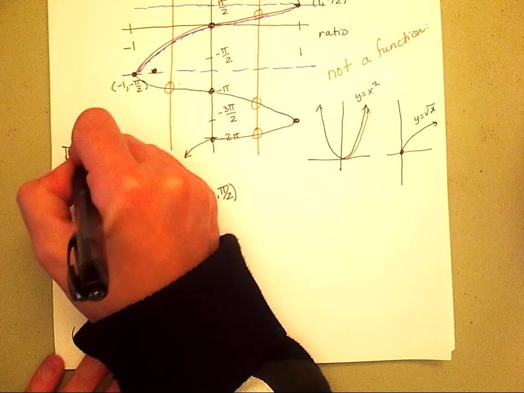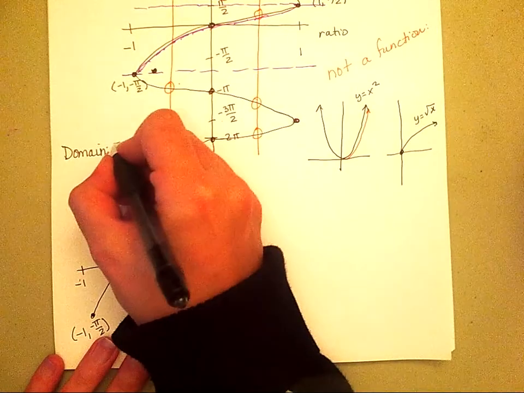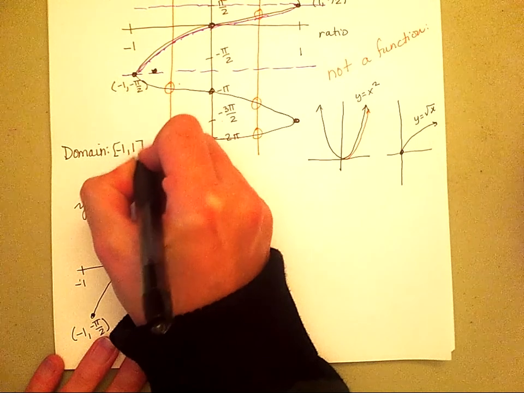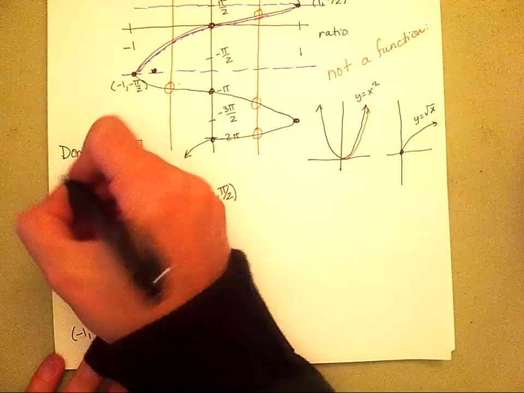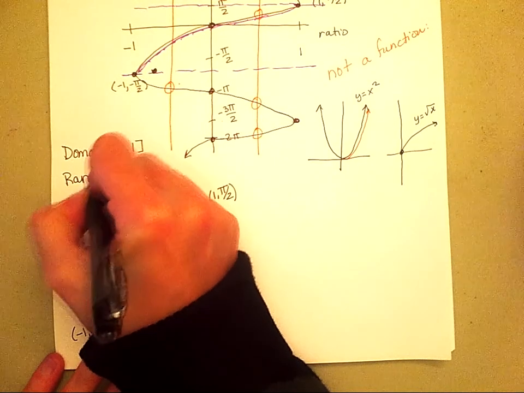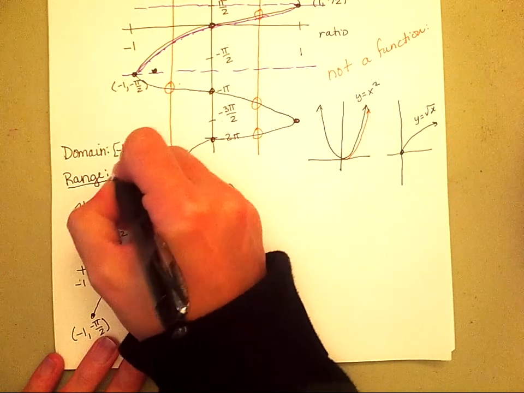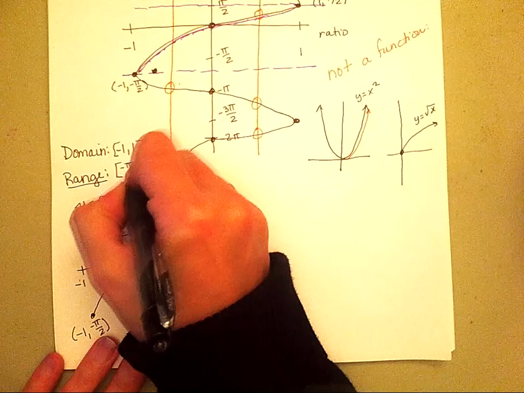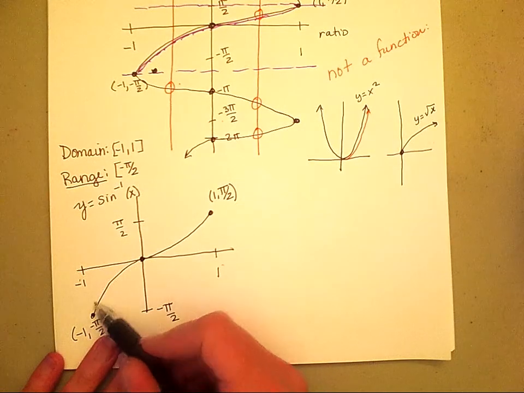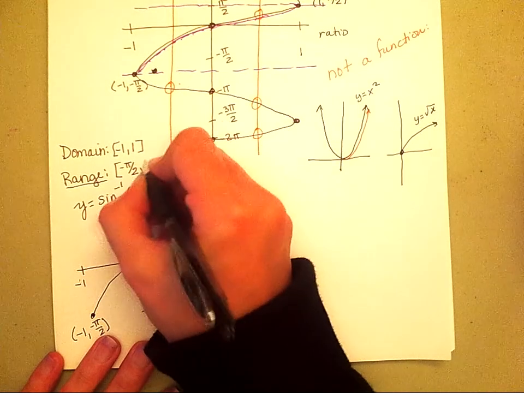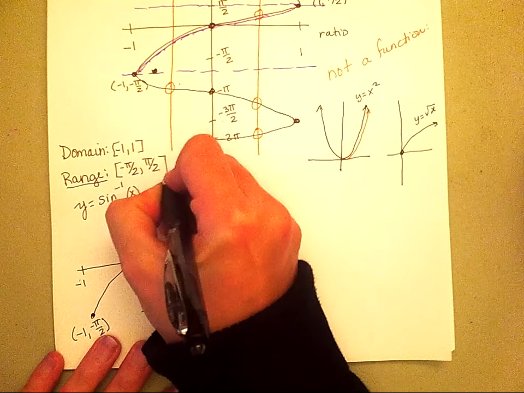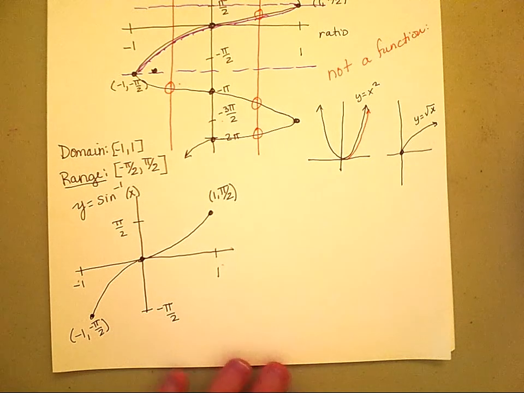Now its domain goes from negative 1 to 1 inclusive. And what comes out then is the range, and this is where it's going to start giving us problems. We'll have the negative angles from negative pi over 2 through 0, and then 0 through the positive values of pi over 2.